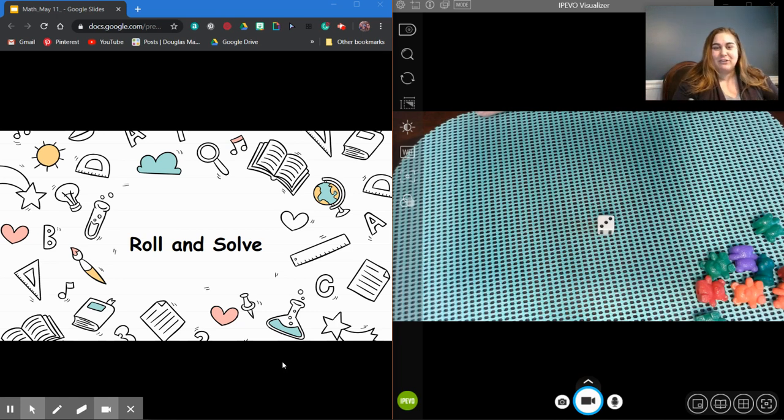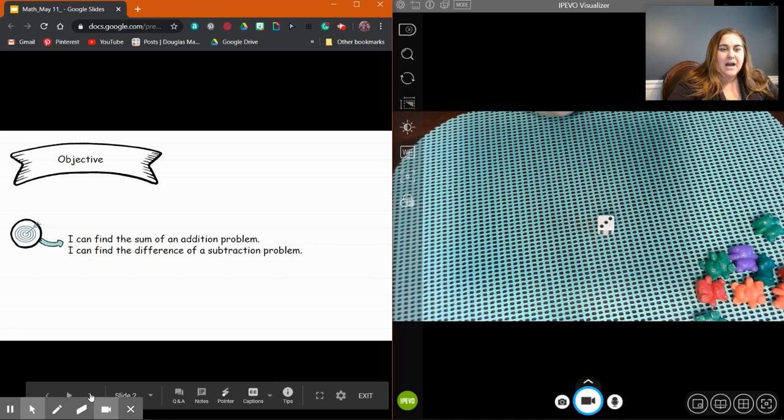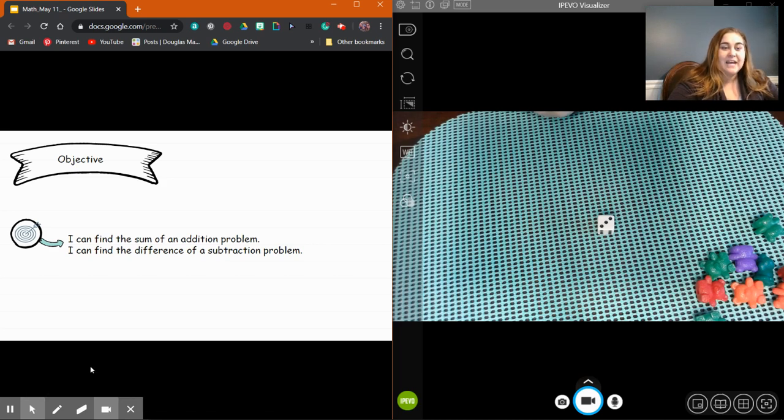Our screen looks a little crazy today, but I'm doing the split screen so that you can see the example for the worksheet. So let's see what our goals are for today. Goals for today say I can find the sum of an addition problem and I can find the difference of a subtraction problem.